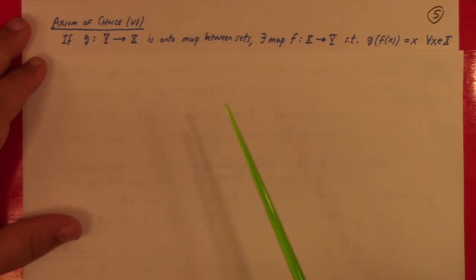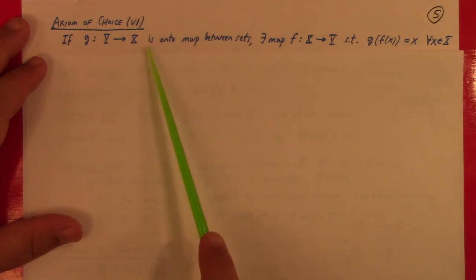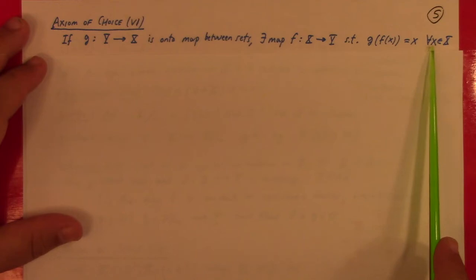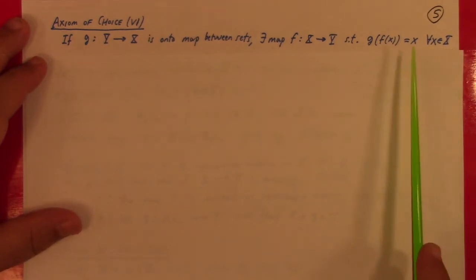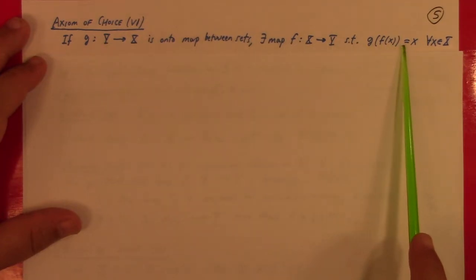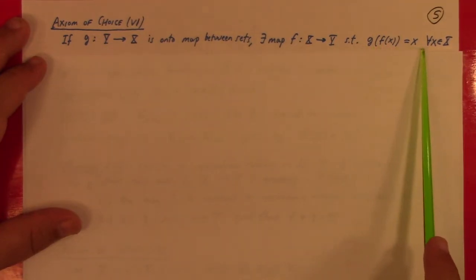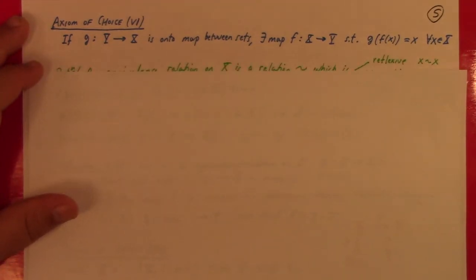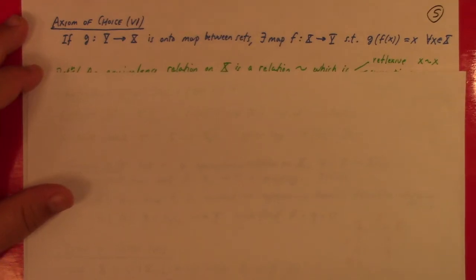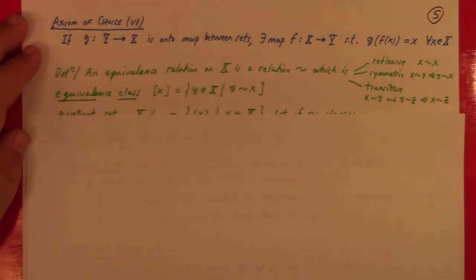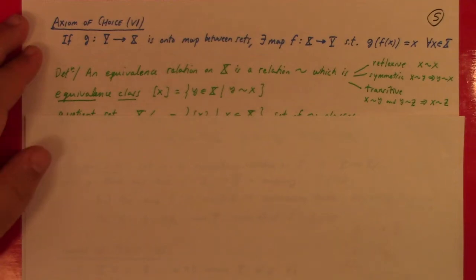Okay, so two versions of the axiom of choice. Axiom of choice version 1. If g from y to x is an onto map between sets, then there exists a map f such that g of f of x is equal to x for all x in x. In other words, you can find a map which serves as like half of an inverse. All right, I forget if that's a left inverse or a right inverse of g, but I believe it's one or the other. But I have a bad habit of mislabeling left things right and right things left, so let's not even try.